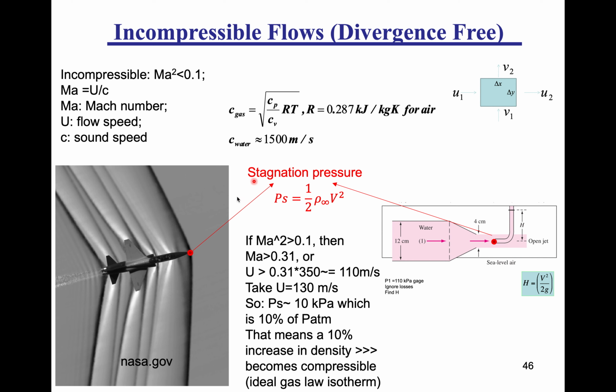So let's go back to talking about what happened. Why do we get compressibility effects? Why does my density not stay constant when the speed of the flow becomes faster than a certain limit, which in this case is Mach number squared of 0.1? And why does the speed of sound have to do with it? Well, let's see what happens.